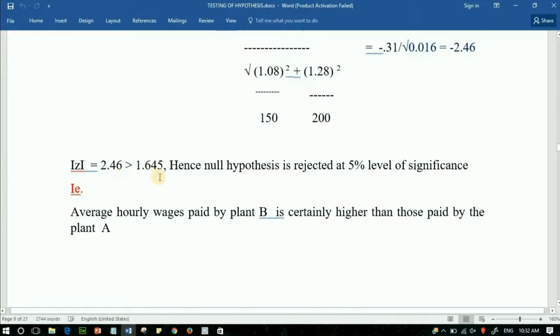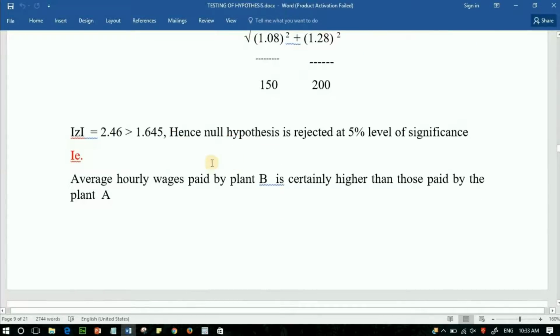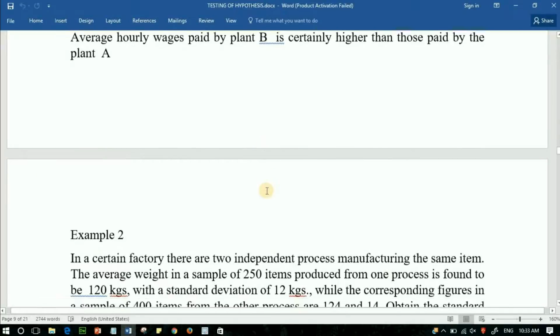You know at 5% level of significance, the table value is 1.645. So the calculated value 2.46 is greater than the table value. So the null hypothesis is rejected at 5% level of significance. That means the hourly wages paid by plant B are certainly higher than those paid by plant A.